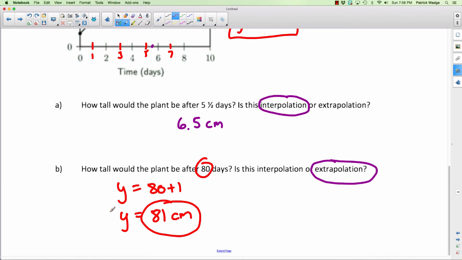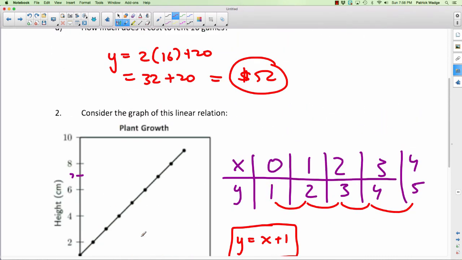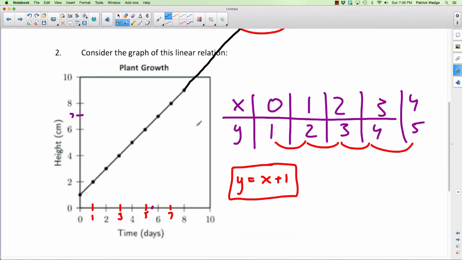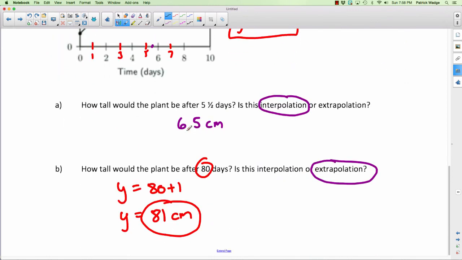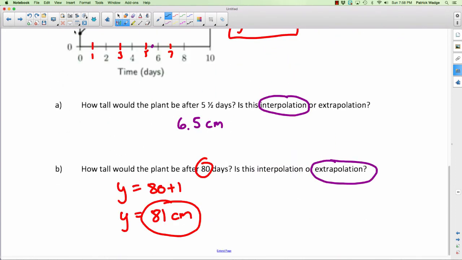I don't feel confident at all. I mean, it is what I would guess, but I would also say I really don't think that the plant is going to continue growing higher and higher and higher for all time. There's going to come a point where this thing is going to stop growing, right? That's what happens to human beings and trees and plants, and we all stop growing at some point. So this is why extrapolation is prone to error, because we don't know what happens beyond the information that we already have. Alright, that's interpolation and extrapolation.